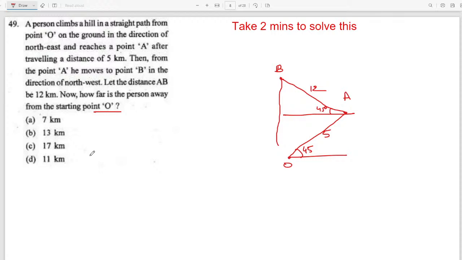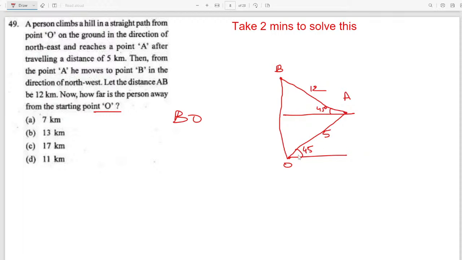I'm sorry, I'm bad with writing these lines. So this is the straight line. They're asking what is the length of this BO. So we have to find out what this angle is, what this triangle is.